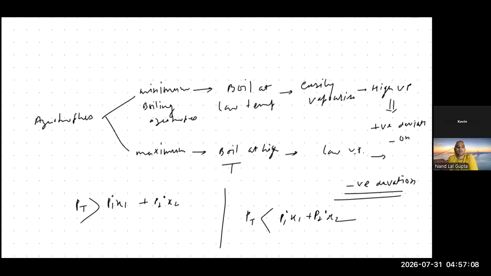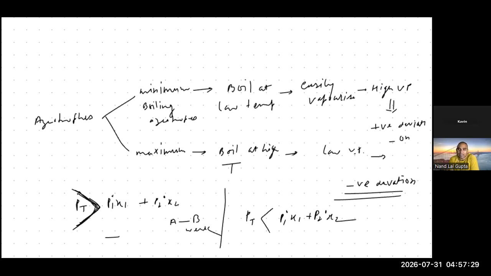Which is positive? For the left one, with which P total is higher, there will be a positive deviation. Why? Vapor pressure is high. Just now you said AB is going up. P total is high, meaning total pressure is high. So why is it coming?